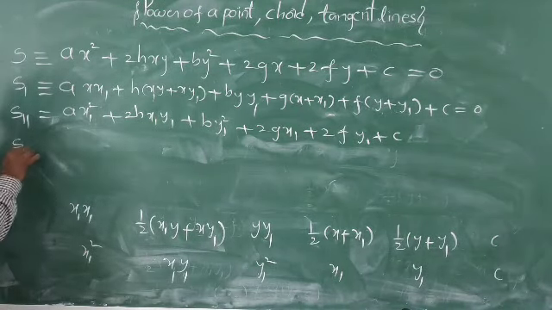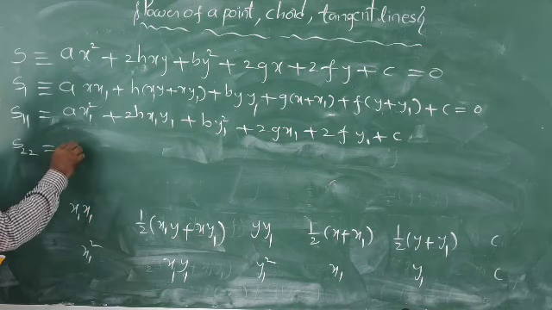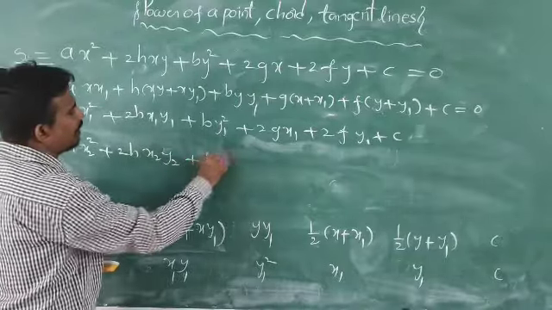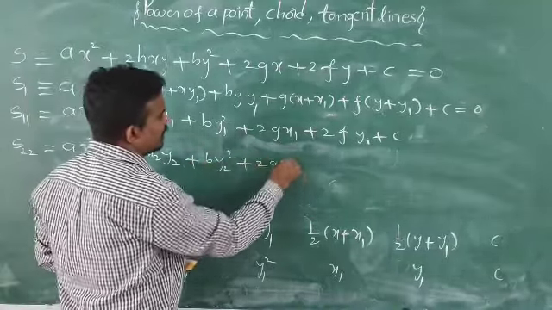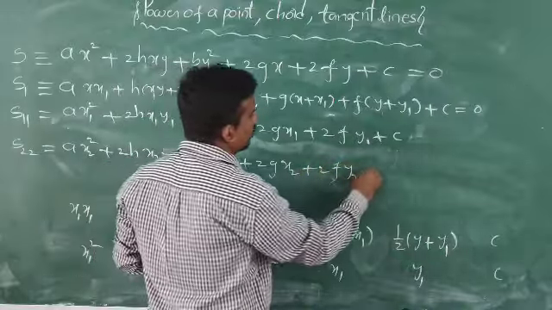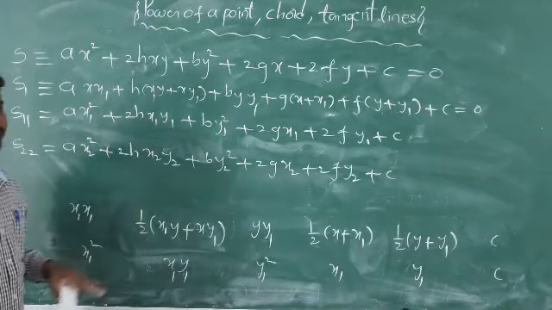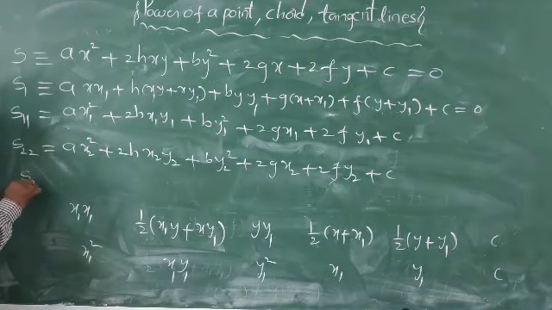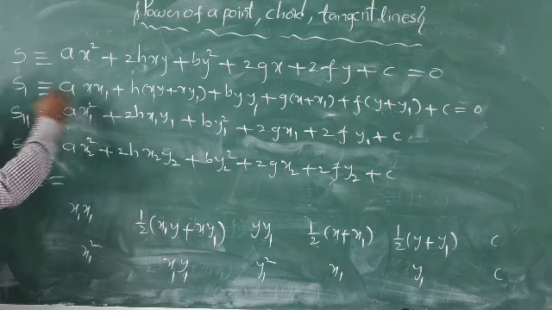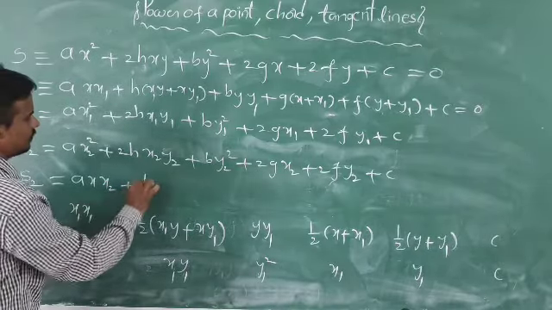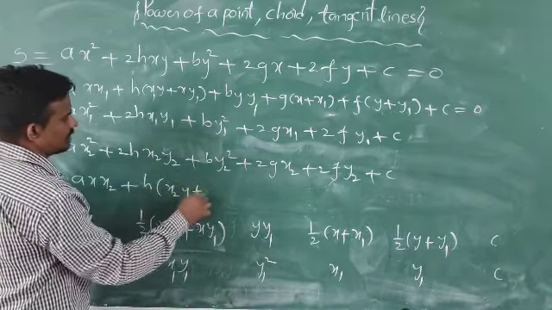And what about S22? S22 is nothing but a x2 square plus 2h x2 y2 plus b y2 square plus 2g x2 plus 2f y2 plus c. Don't write equal to 0 here, because it is not an equation, it is just a value. What about S2? It is like S1. Just write 2 in the place of 1 of S1. Then we get a x x2 plus h of x2 y plus x y2.